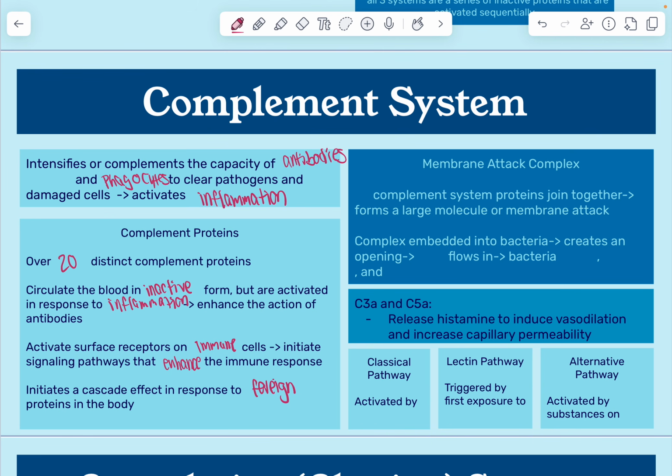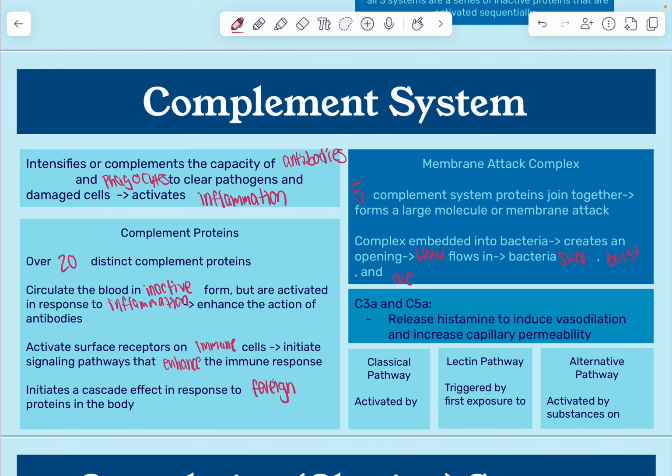So an important part of this system is the membrane attack complex, and this happens when 5 complement proteins join together to form a large molecule, or a membrane attack complex. The complex is embedded into the bacteria, which is going to create an opening that allows water to flow into the bacteria. And overall, the bacteria is going to swell, it's going to burst, and then it's going to die.